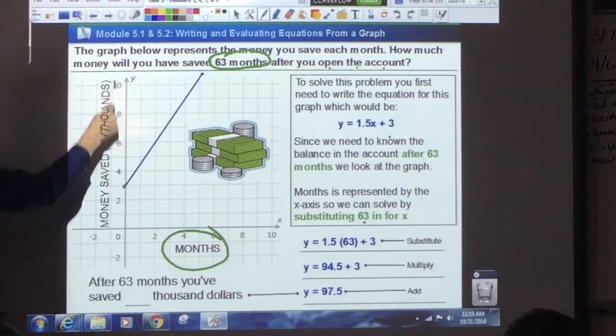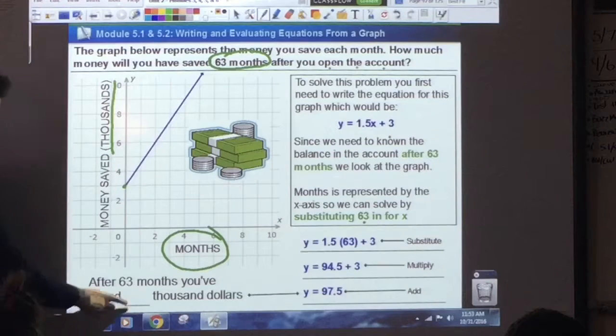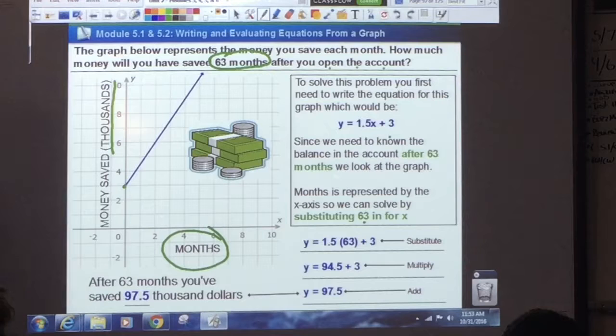$97.5. Why? Because this is in thousands of dollars. So after 63 months, you've saved $97.5. Wouldn't that be awesome?